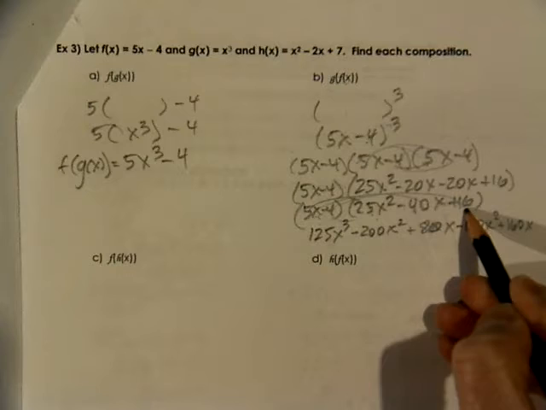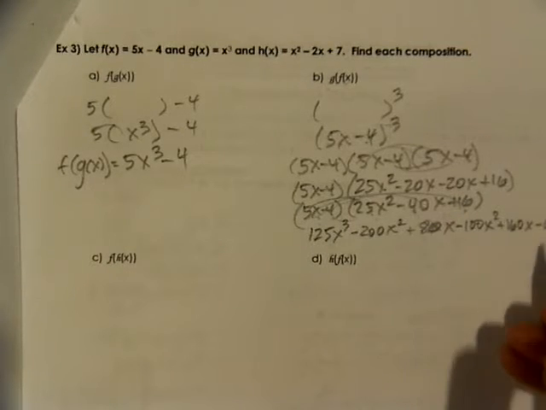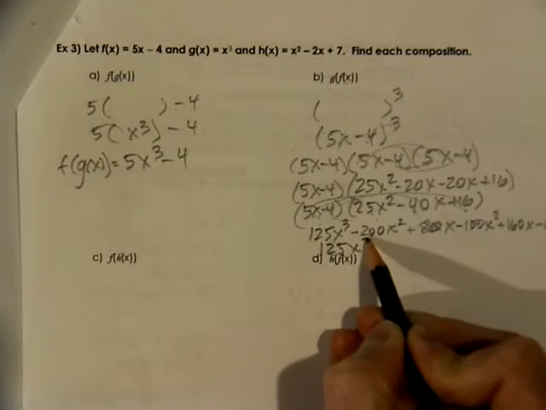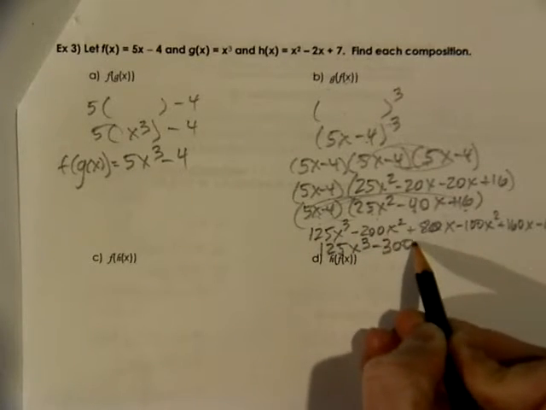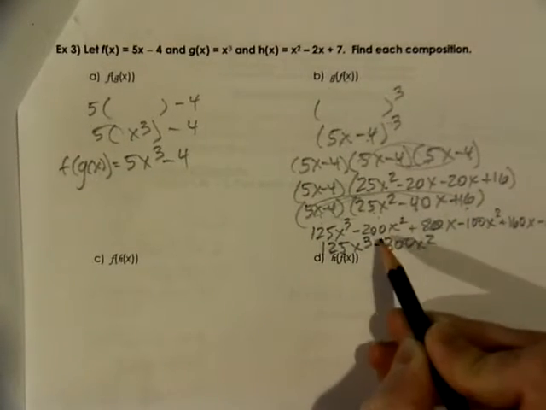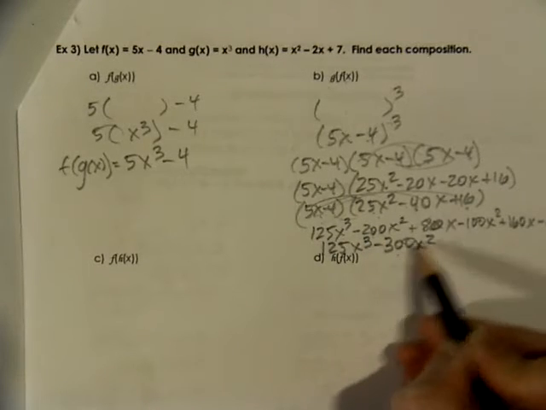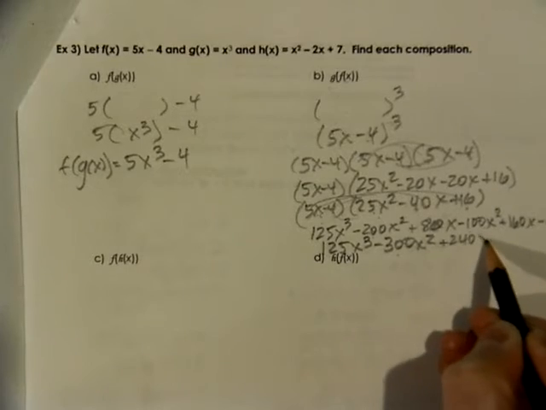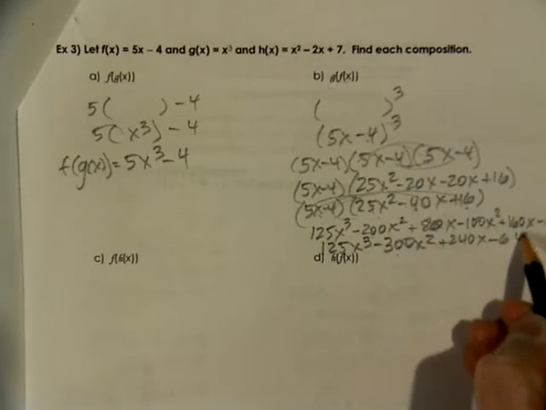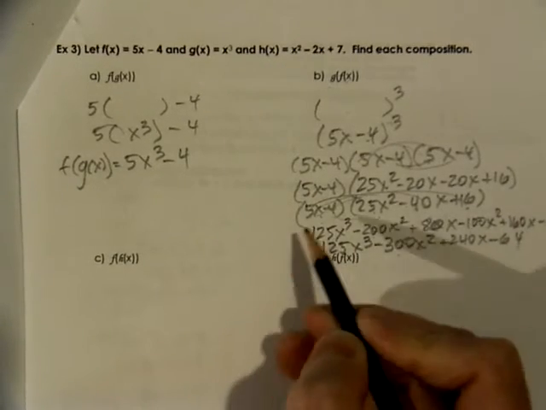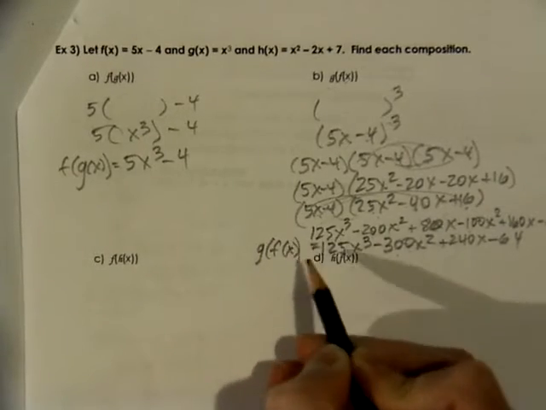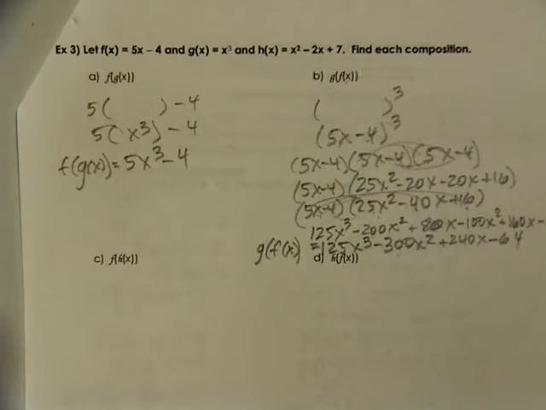160x minus 64. So that leaves us with the final 125x cubed minus 300x squared. 200 and 100 is 300. 240x minus 64. That is g of f of x for these expressions.